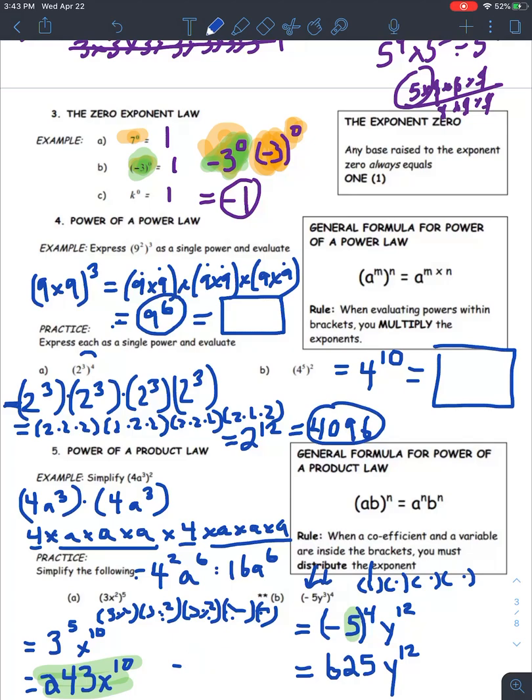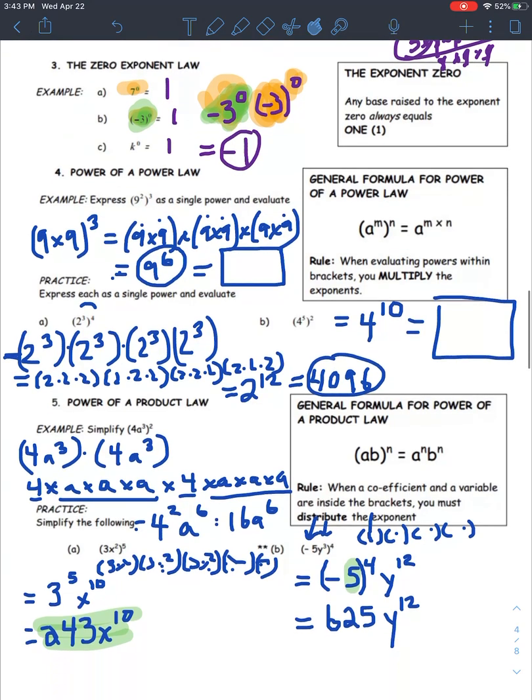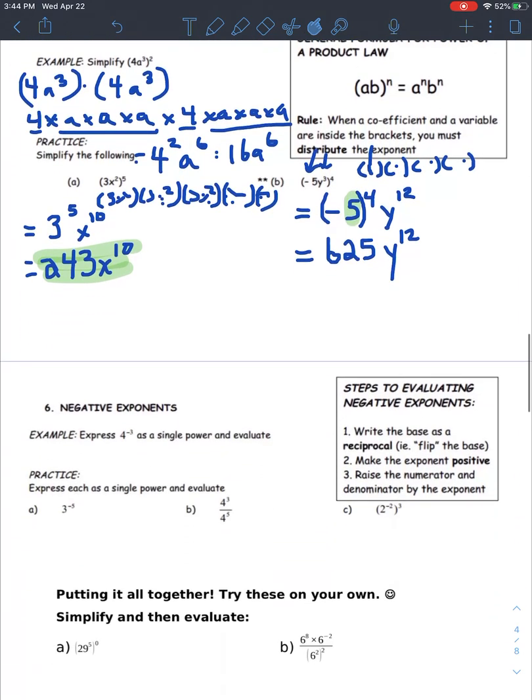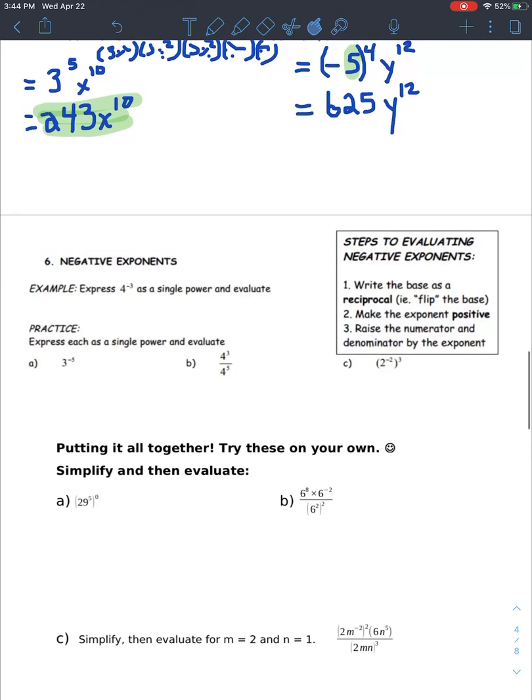That's how I'm going to distinguish between the level 4 students and the level 3 students. The ones who can get that extra little bit are the level 4 students. Okay, so number 6, let's check it out. Express each as a single power and evaluate.